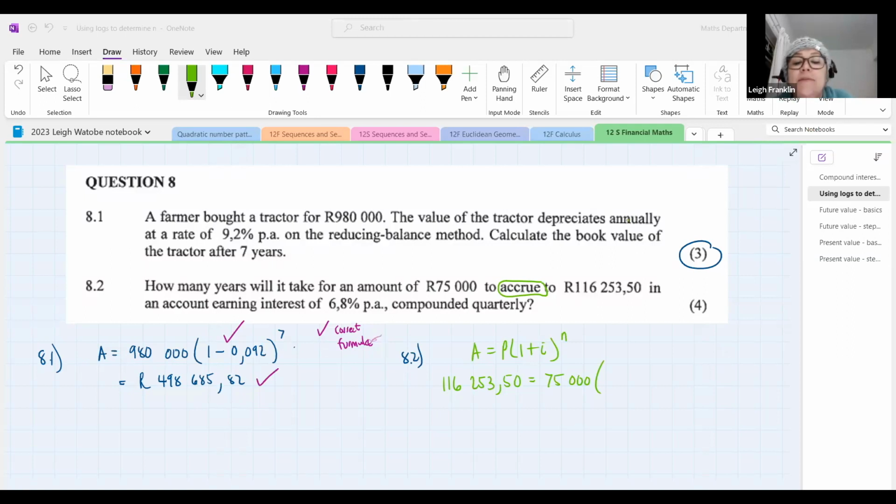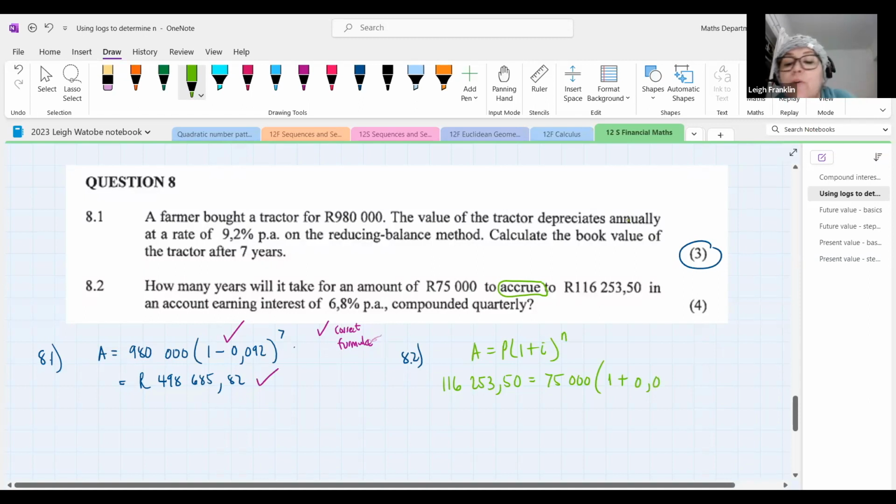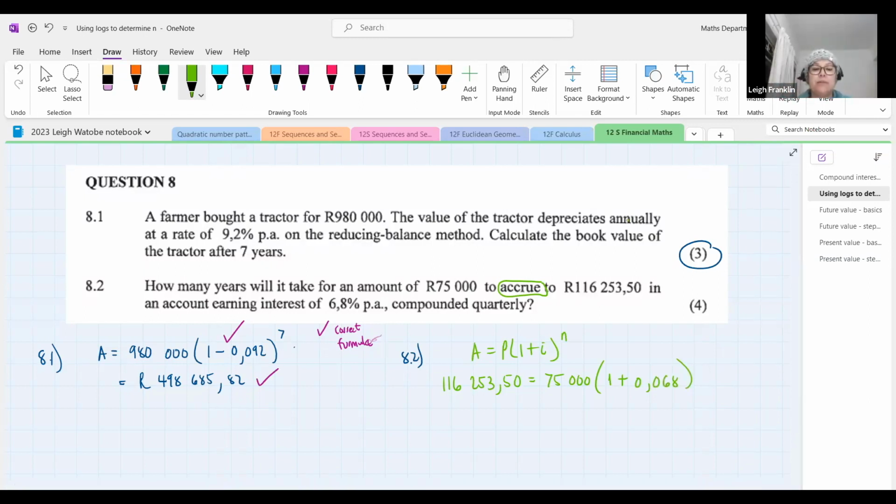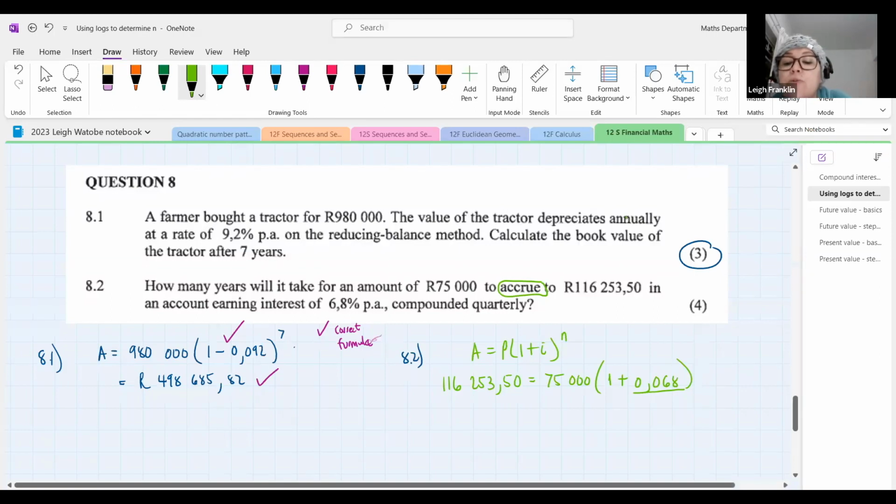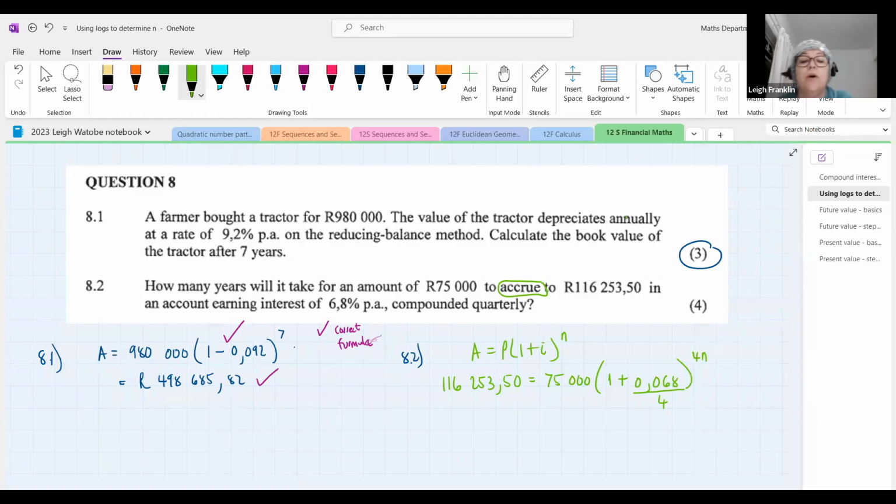Okay, and then here we've got 1 plus 0.068. Just be careful of that extra 0 over there. Sometimes you leave that off. I know I've done it before, and then you end up with a really, yeah, I know, Kutwano, exactly, look, I'm making that same mistake myself. So it's compounded quarterly, so that's got to be divided by 4, doesn't it? And then over here to the 4n. All right, so guys, Kutwano, yes, correct.